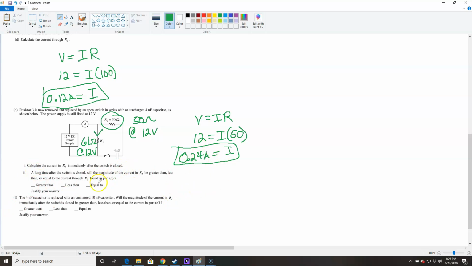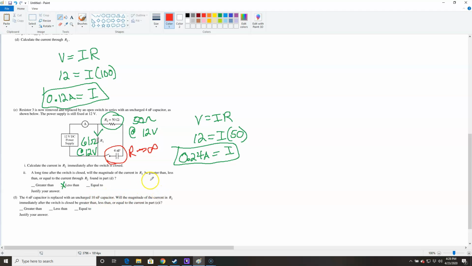A long time after the switch is closed, will the magnitude of the current in R2 be greater than, less than, or equal to what we found? Over time, it's going to be less than. What's going to happen is the resistance is going to trend towards infinity, meaning that the current along this branch would plummet to 0. And now it says the capacitor is replaced with a 10 nanofarad.